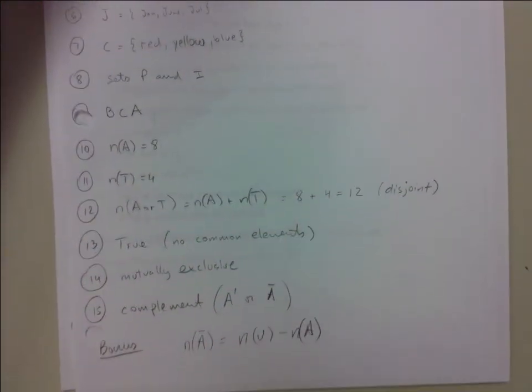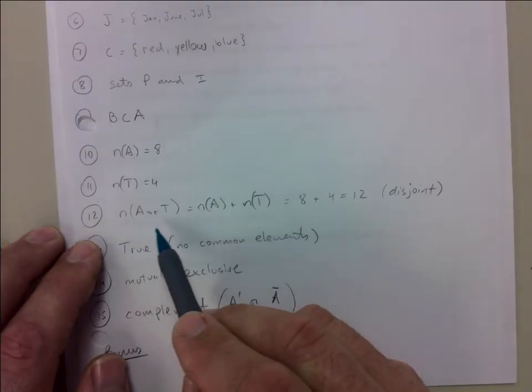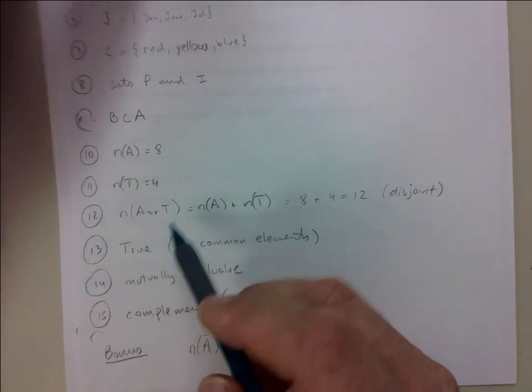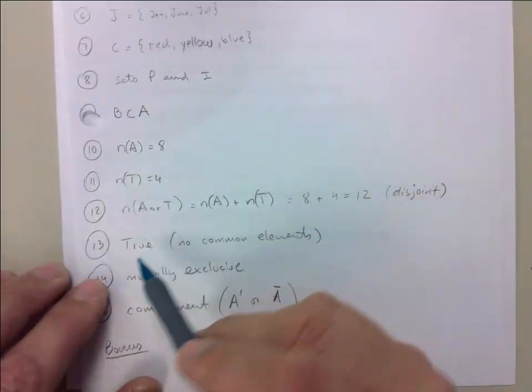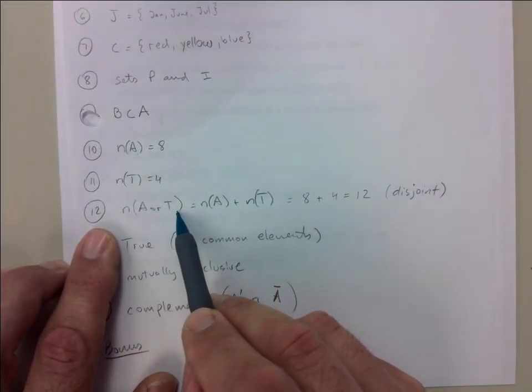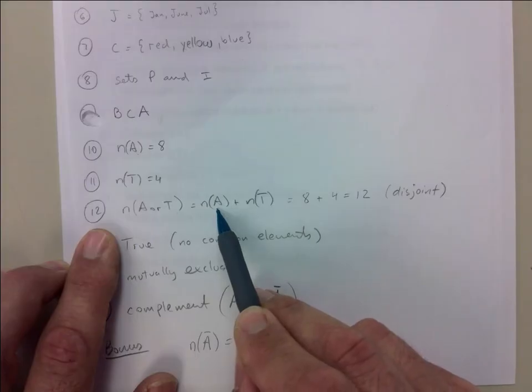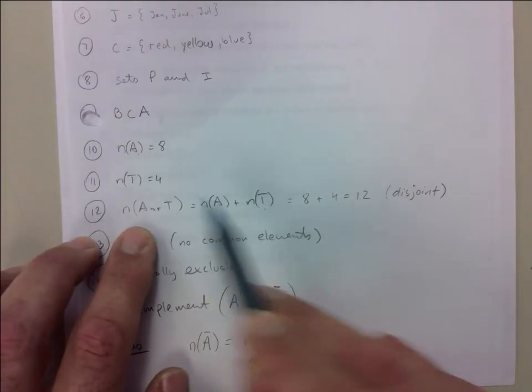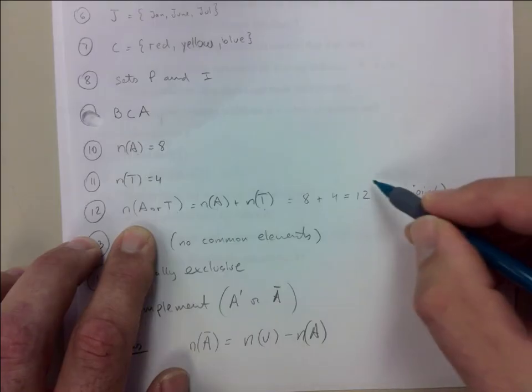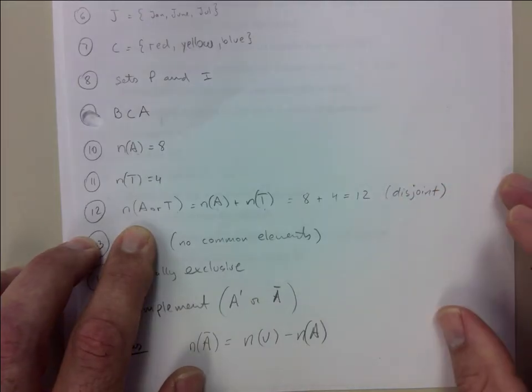Move down. This is the bonus, right? Did I make this the bonus? Yes. So you get +1 if you get A or T, in this case, which is just whatever is in A and whatever is in T. So I add up these 2 and that's 12. So you get a +1 if you have that one right.